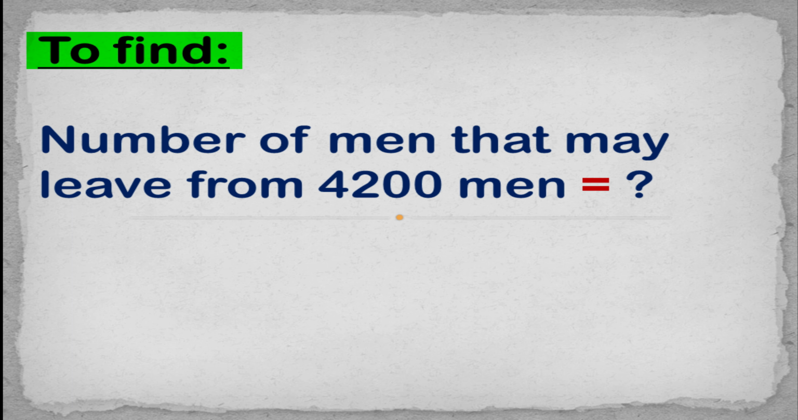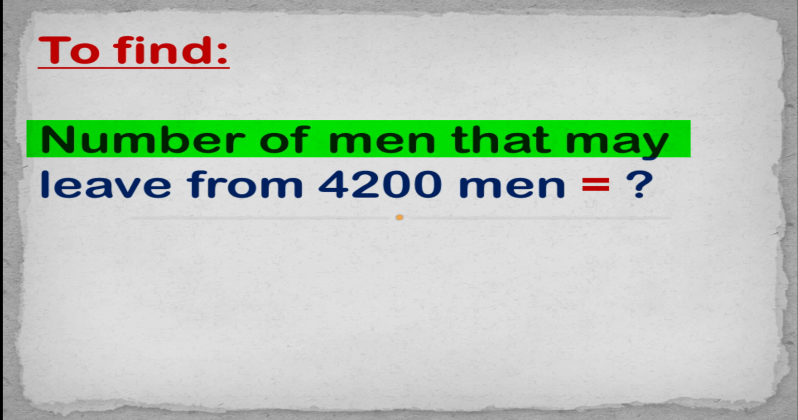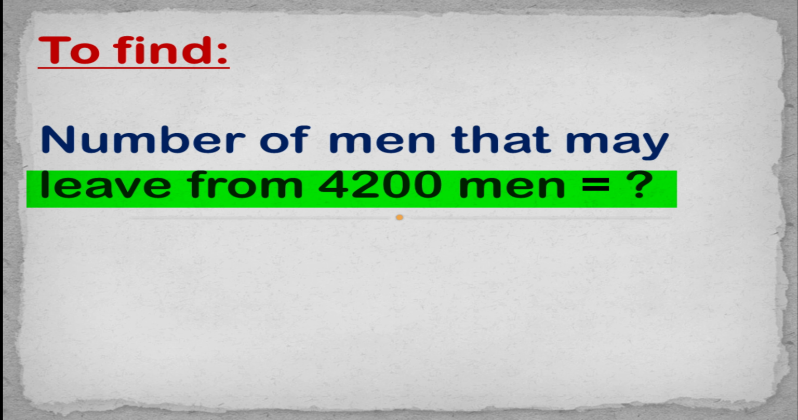In Step 1, we are required to find the number of men that should leave from 4,200 men, so that the same food is sufficient according to the conditions given in the problem.